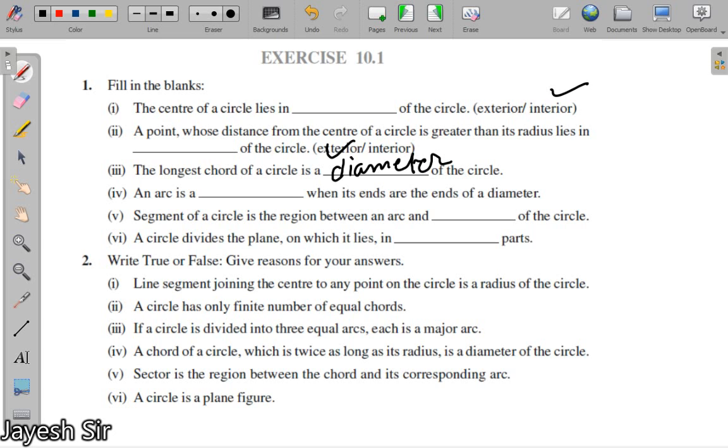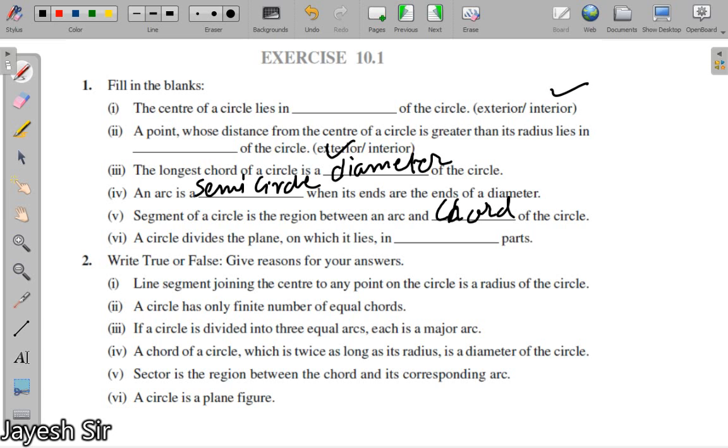An arc is a semicircle when its ends are the ends of the diameter. Segment of a circle is the region between an arc and a chord of the circle.